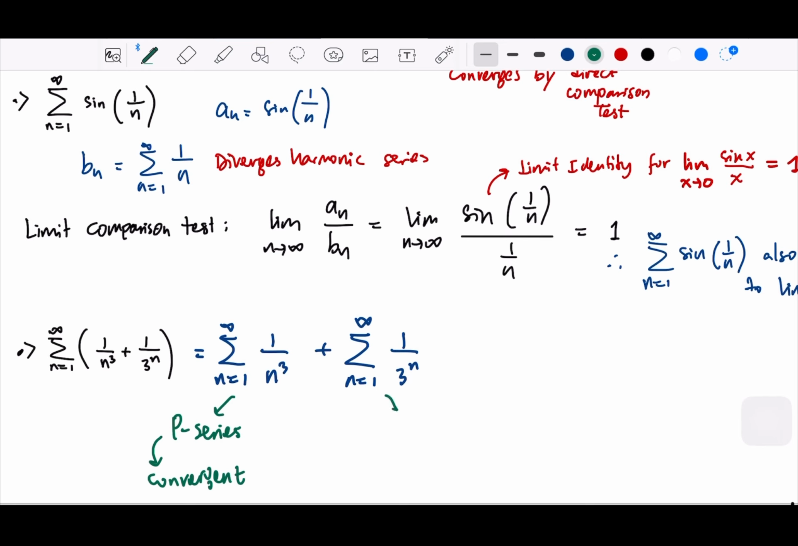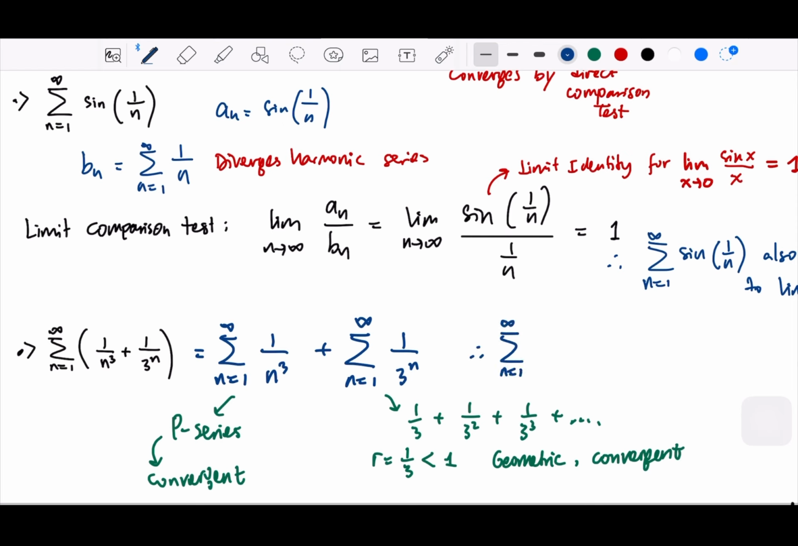While the other one, this is 1 over 3 plus 1 over 3 squared plus 1 over 3 cubed plus and so on. And this is a geometric series with r equal 1 over 3, which is less than 1. And we know that this is geometric and convergent. So the sum of both are converged. So the series is convergent.